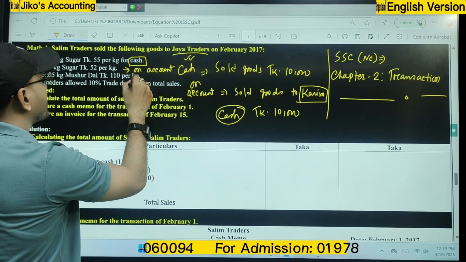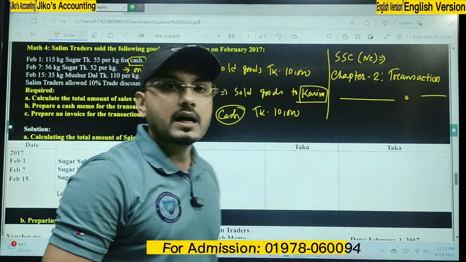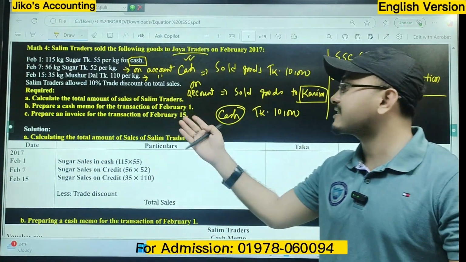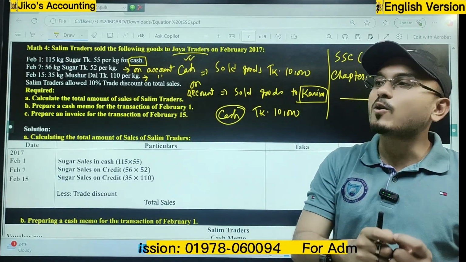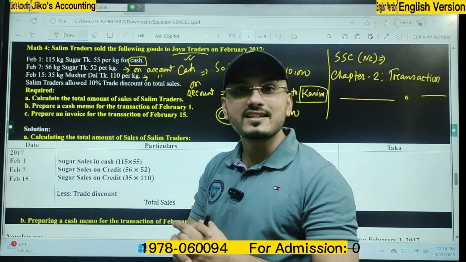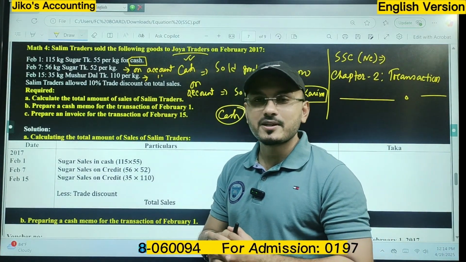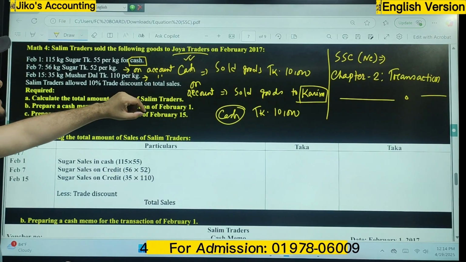35 kg mosur dal Taka 100 per kg. That means it's an on account transaction, because there isn't mentioned any cash. That's the key point you need to focus on while doing this math, sir. Otherwise, there is a huge chance of making mistakes. Is it okay? Okay, now Salim Traders allow 10% trade discount.